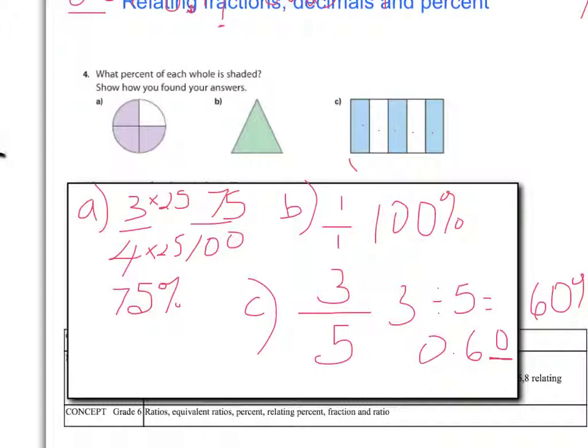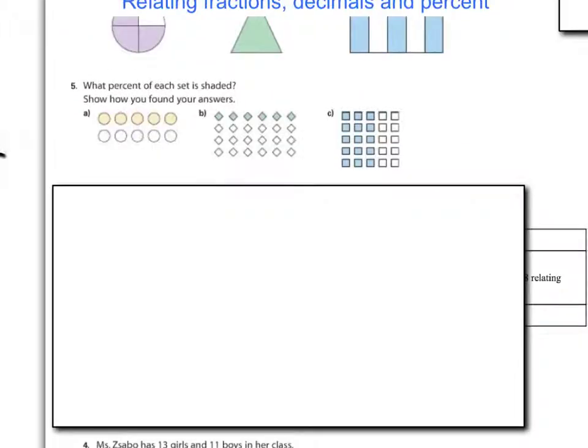Now let's take a quick peek at question 5. 5 is really exactly the same. The only thing different is that you're looking at a fraction using a set of shapes instead of one full shape. So again, using equivalent fractions, cross-multiplying, or dividing, your choice. Go ahead and press pause and find the percent for each of those. Make sure again you show your work.